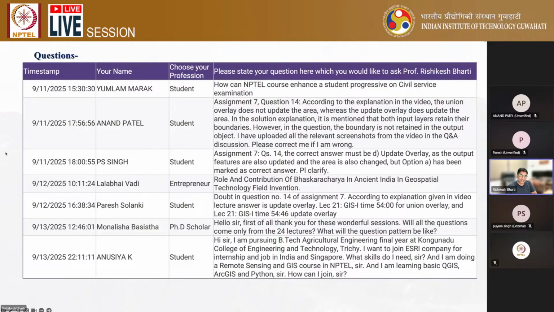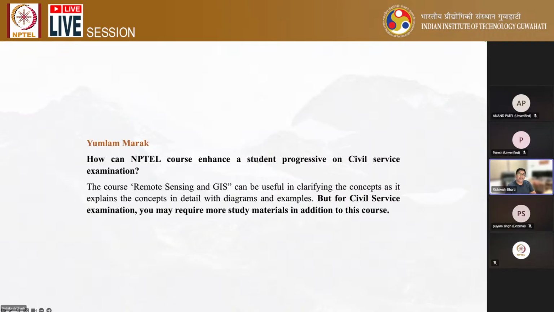Now let us go to the next question. How can an NPTEL course enhance a student's progression on the civil service examination? See, this particular course is meant for beginners, right? I hope many of you will agree that I have used all basic language, basic diagrams, basic examples to explain the concepts of remote sensing and GIS.